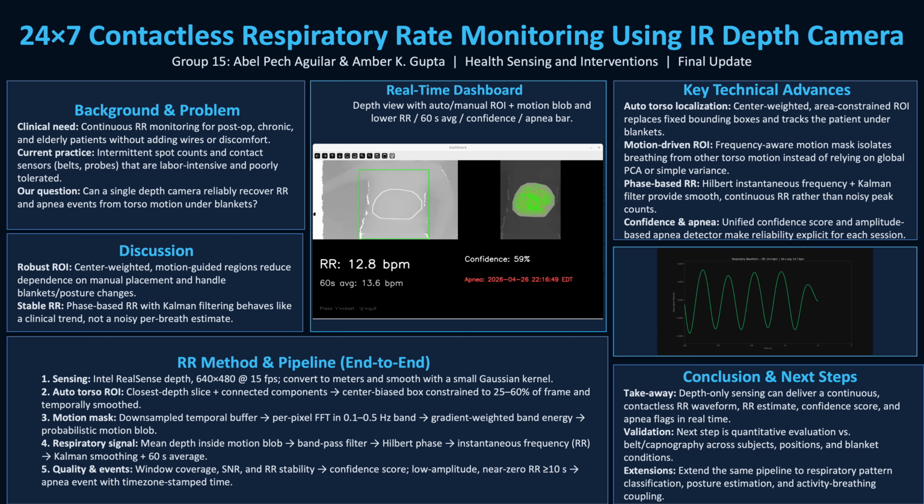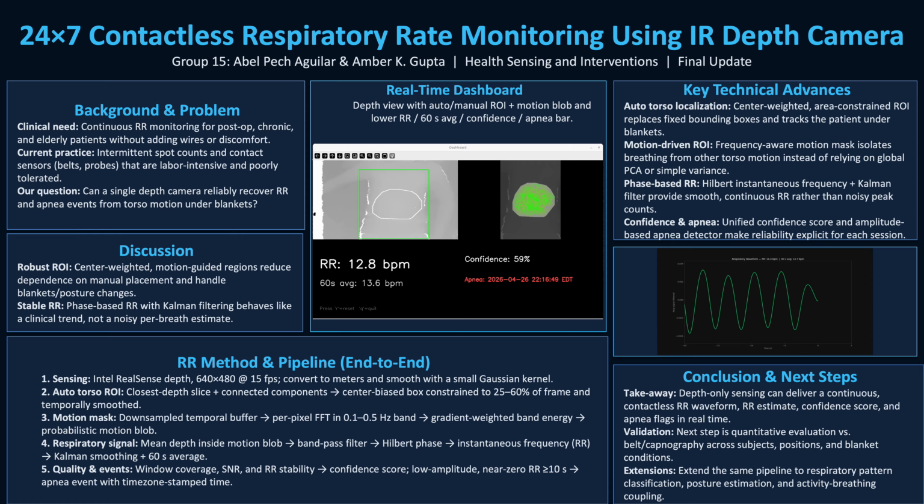If you look at the waveform panel on the right, that's a 20-second respiratory depth trace after band passing and outlier clipping. You can see clear cycles at the breathing frequency rather than jittery spikes, which is what makes the Hilbert and Kalman steps behave nicely. This is also the signal we would later feed into any ML model for pattern classification and anomaly detection.